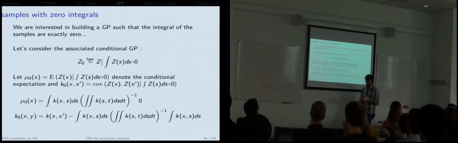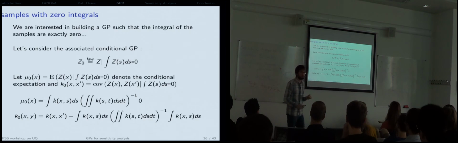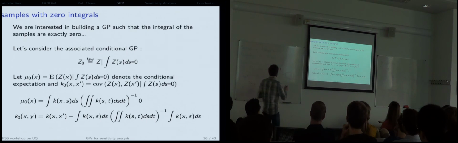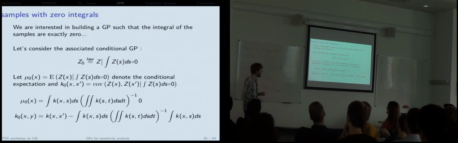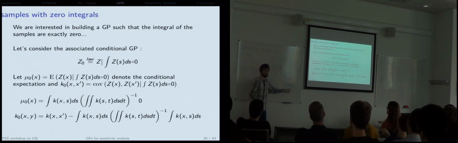So if we want to have sample paths that have exactly 0 integral, it's a bit like saying I want a sample path that goes through this point. Okay, we know that we can. If we have one observation, we know that we can make a Gaussian process that will interpolate. So we have a conditional distribution that will interpolate this point, right?